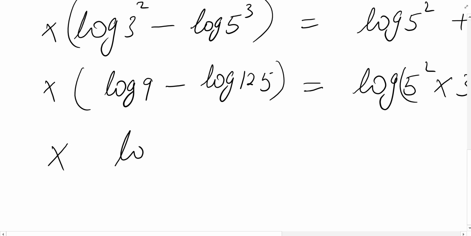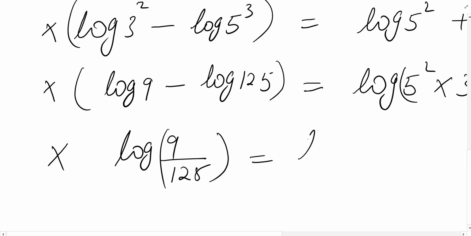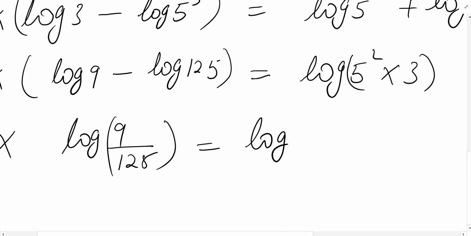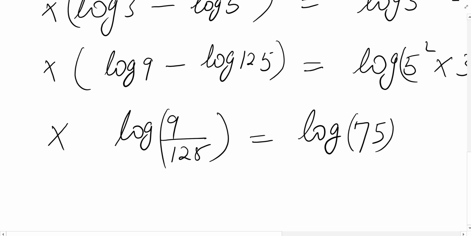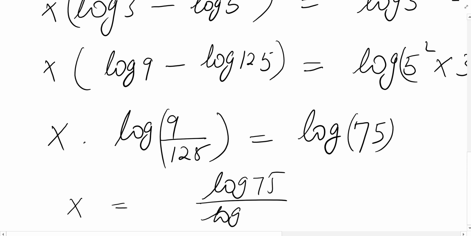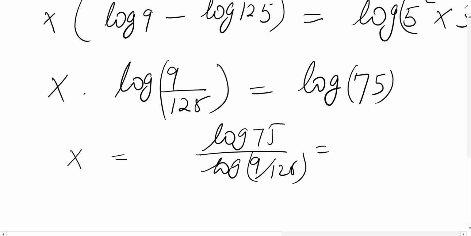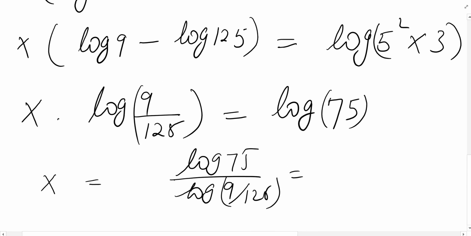So we get log of 9 divided by 125. The right side is log of 5 squared, which is 25, times 3, that is 75. So x equals log of 75 over log of 9 over 125. Yeah, that is that. And now we have to simplify this. Probably we can break it down in numbers. Let me see.